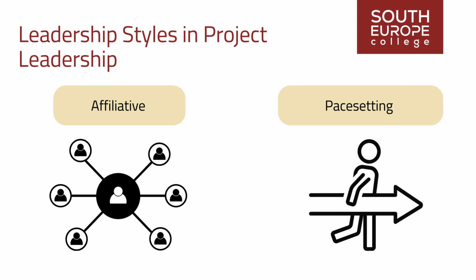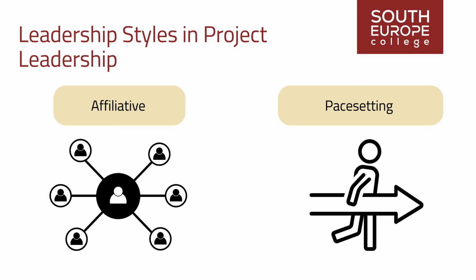Pace setting. A pace setting leader has a high, almost obsessive standard for their own performance and expects team members to follow suit. Simply put, they lead by example. Unfortunately, this type of leadership has the potential to make others feel like they're constantly failing if they can't keep up all the time. This style works best with highly motivated teams.